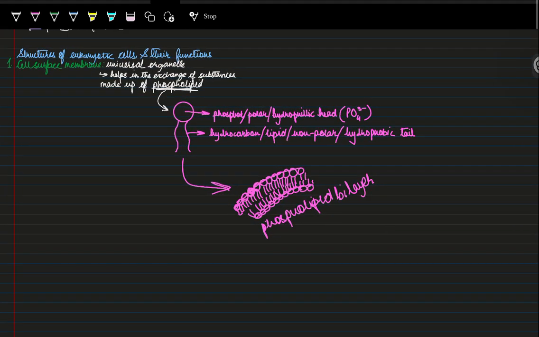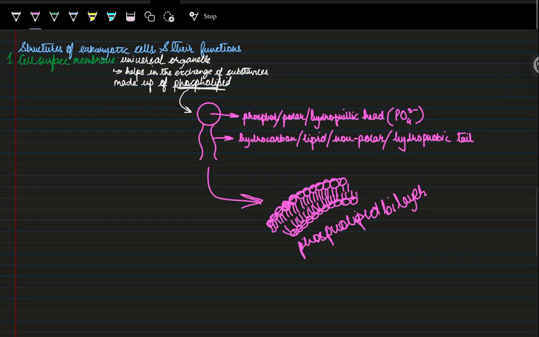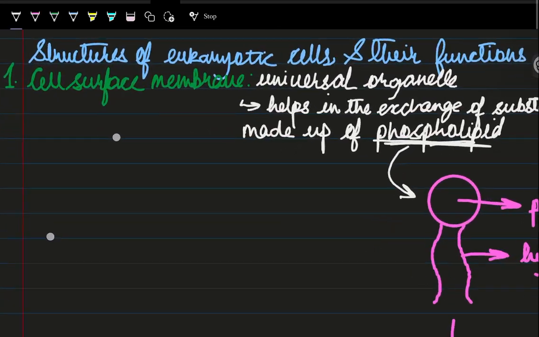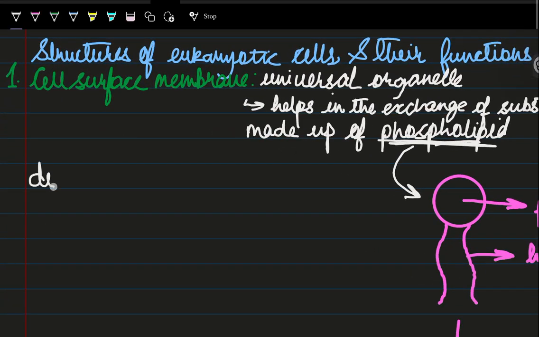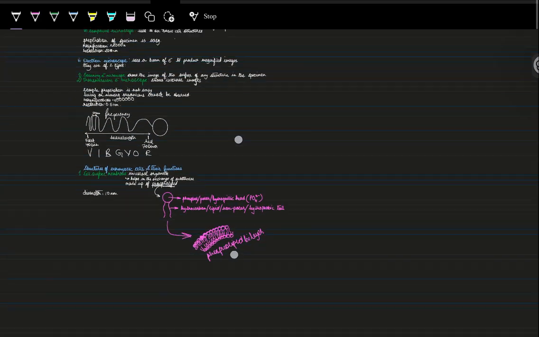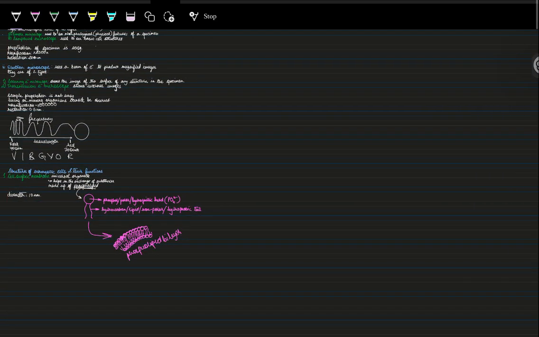Okay, so now we're done with the surface membrane. Let's talk about the diameter of the surface membrane or the phospholipid bilayer. Its diameter is around 10 nanometers, so it's very small. Okay, please copy this down. I'm zooming out. Pause the video if you feel like it.